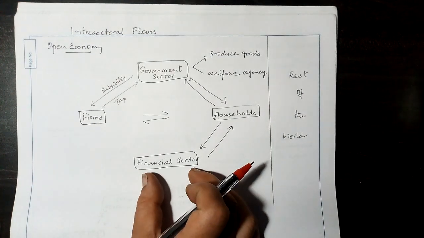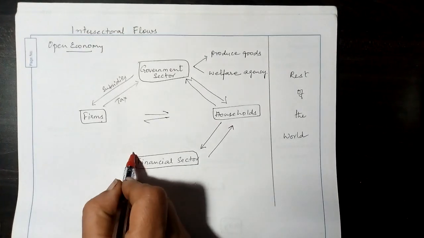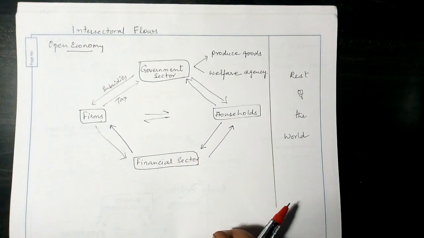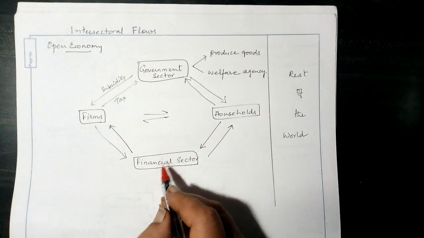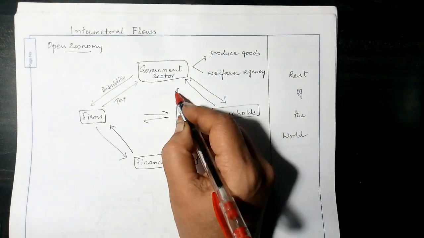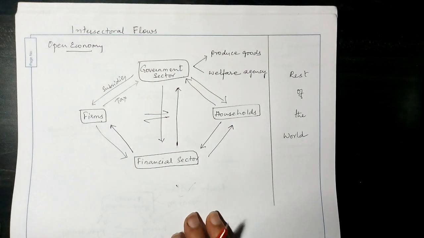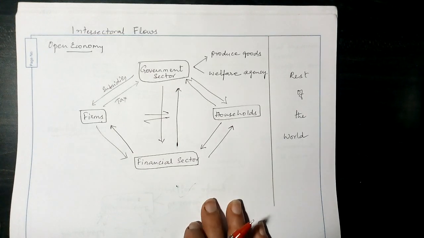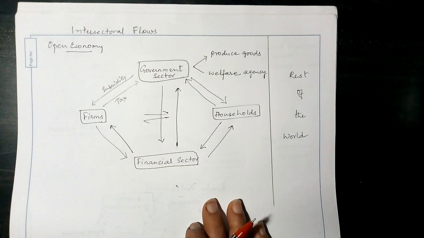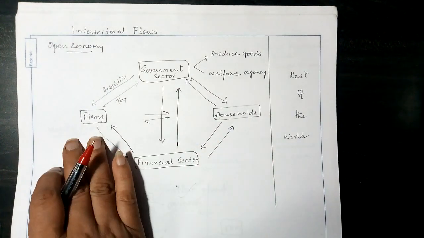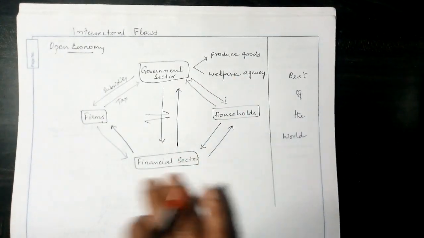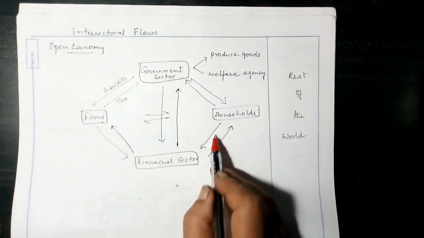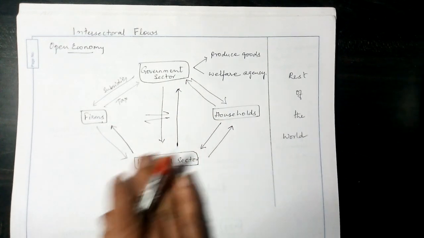Now what happens to all that money that the financial sector receives? It gives to the firms as loans, and the firms in return pay the interest on the loans that they have taken. The financial sector also provides loans to the government, and the government in turn pays back the interest to the financial sector. So this is called the intersectoral flow, in which the households, the producers, the government and the financial sector are interdependent on each other. So where does the money go? The money keeps circulating between the different sectors, so there is no leakage.